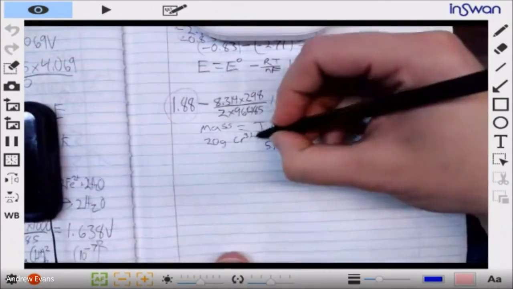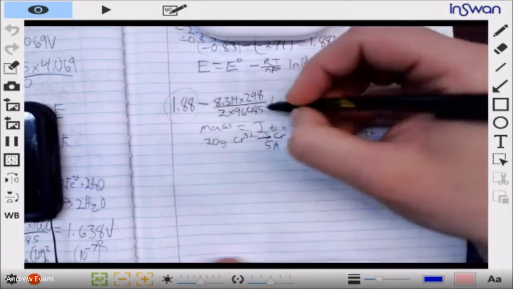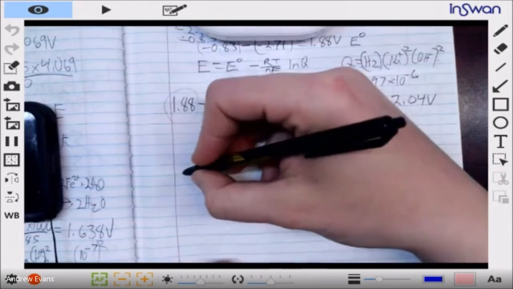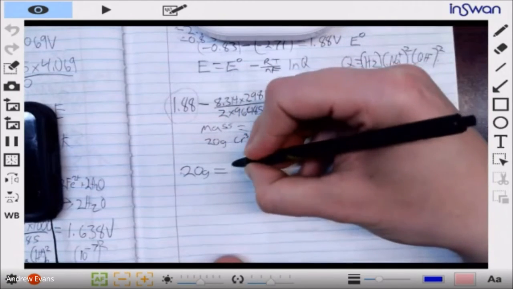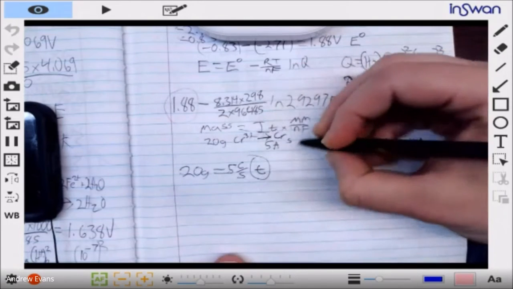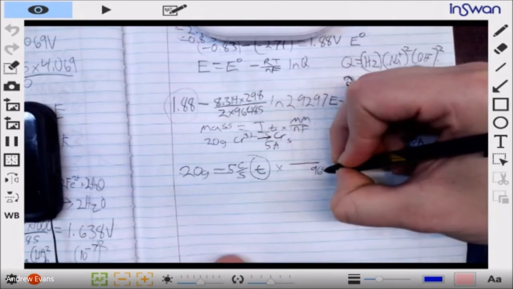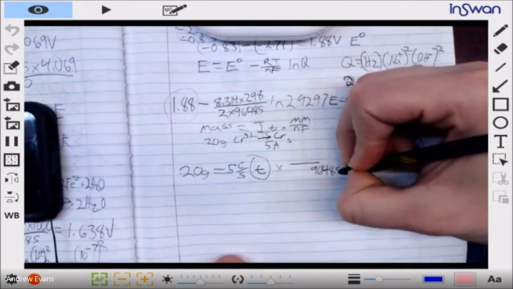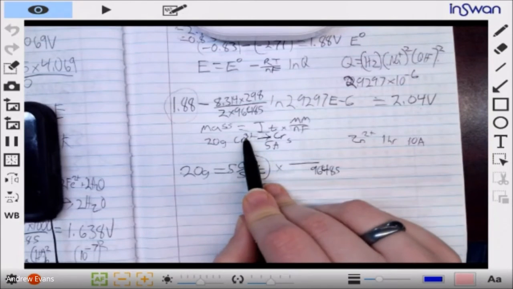So we're going to always assume we're going to go to the solid. So mass, let's write down what we have. 20 grams, 5 coulombs a second. We want to find T. This is the unknown. We need the molar mass, we need F, and we need N. What is our N? Don't overthink this. We're going from chromium 3 plus to chromium solid. So how many electrons? 3 electrons.